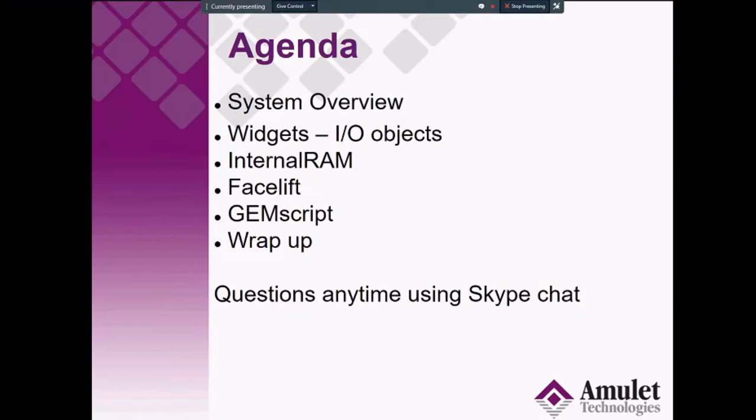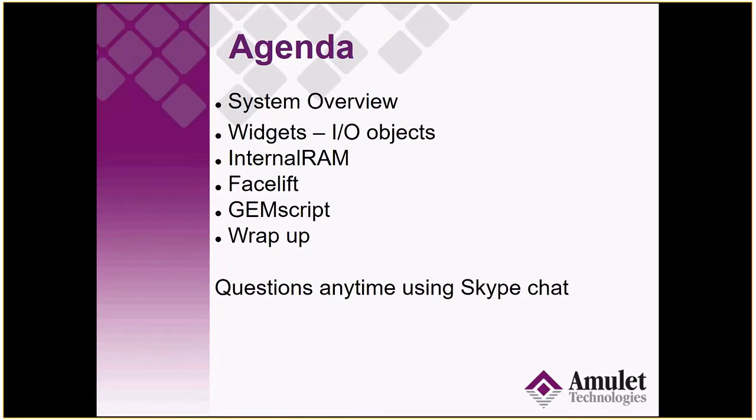We're going to first look at a system overview of the Amulet system in general, and then we're going to get right into GEMstudio and talk about widgets and start playing around with laying out a GUI, laying out your user interface. And then we're going to talk about internal RAM and how you can use that to read sensor information and write data to some host with the standard Amulet drawn widgets.